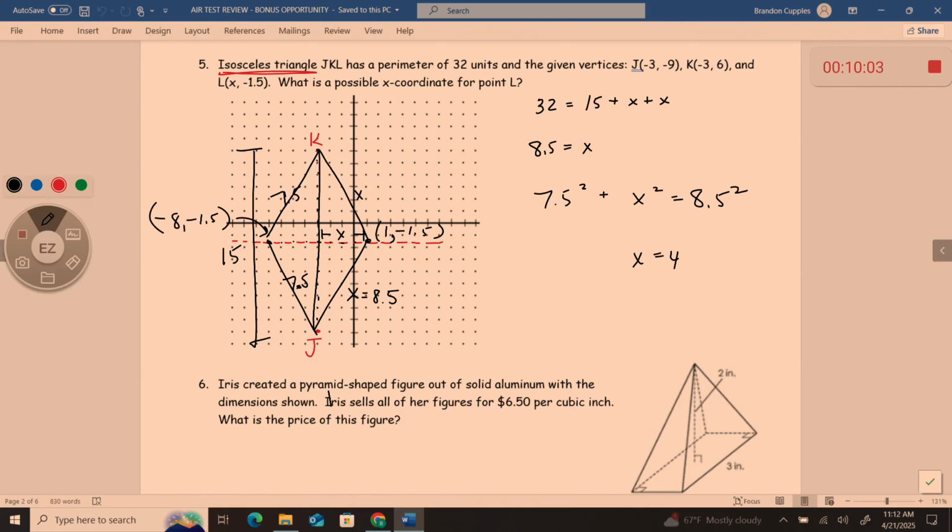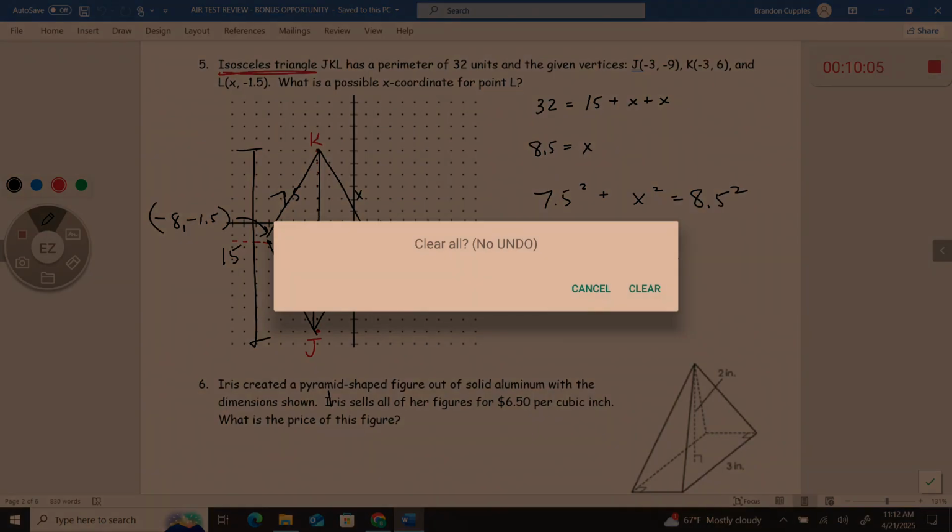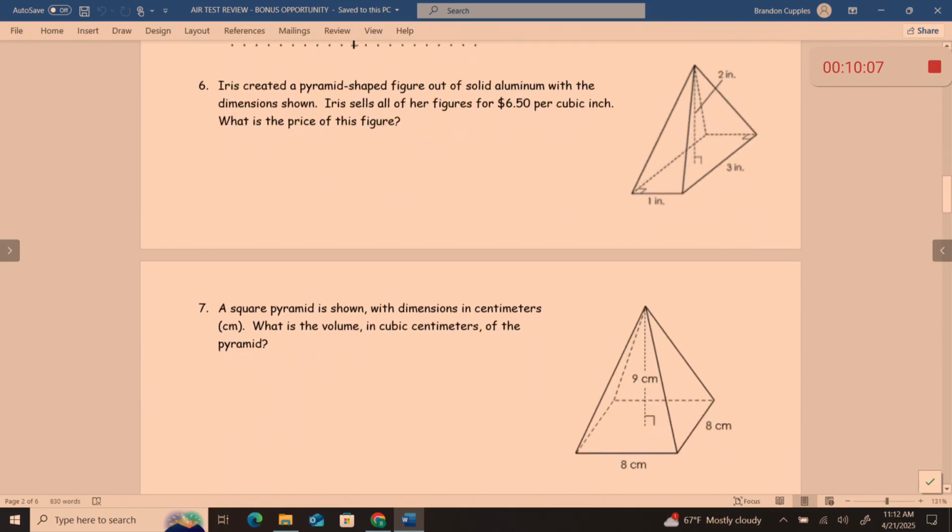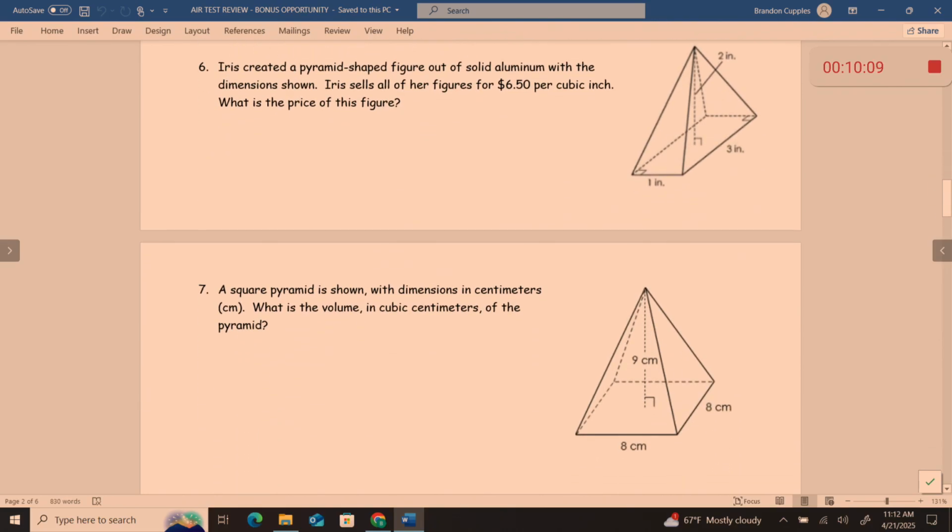All right. Next one says this. Iris created a pyramid-shaped figure out of solid aluminum with the dimensions shown. Iris sells all of her figures for $6.50 per cubic inch. What is the price of this figure?